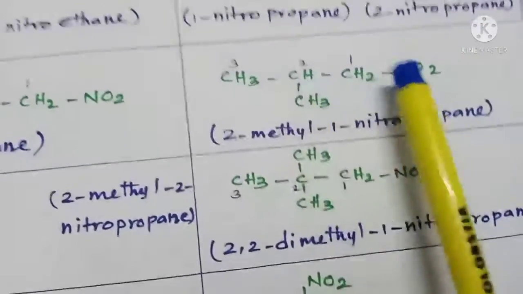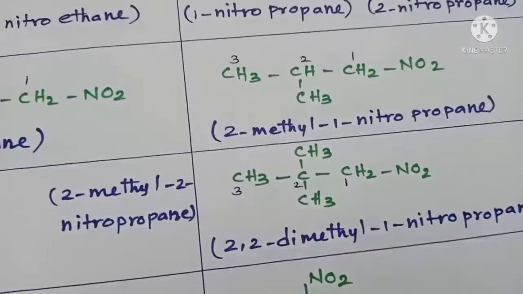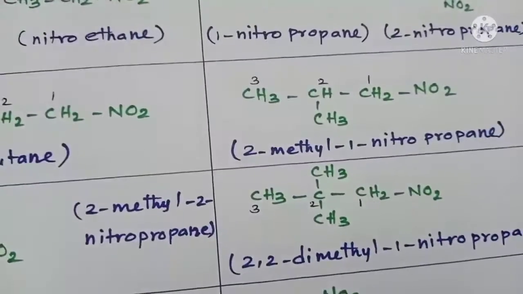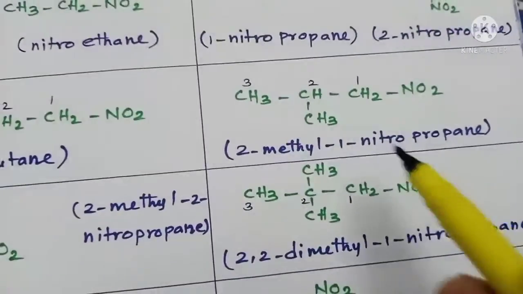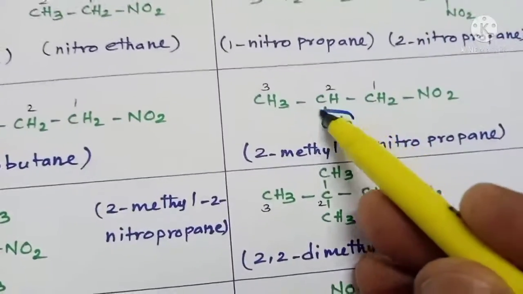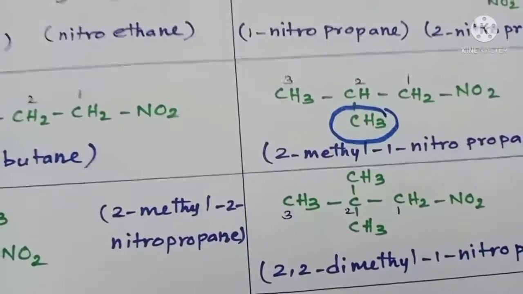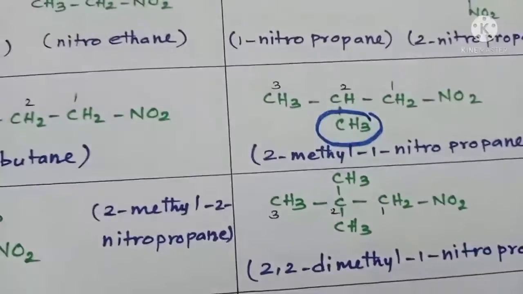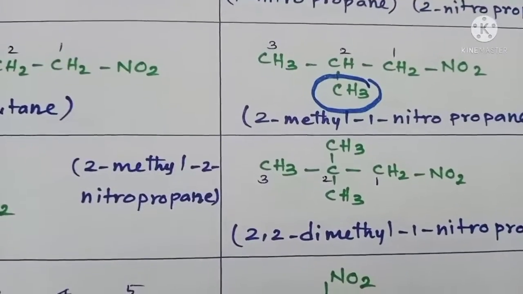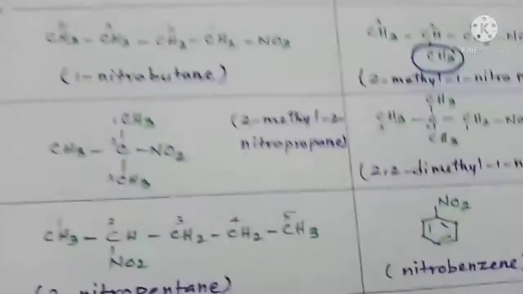Propane derivative, NO2 group is there, so nitropropane. Then this CH3 group we are supposed to consider as a substituent, so it is named methyl nitropropane. Nitro group at the first carbon, methyl group at the second carbon, so it is named 2-methyl-1-nitropropane. How is the name? 2-methyl-1-nitropropane. Right, so now we go for the next one.